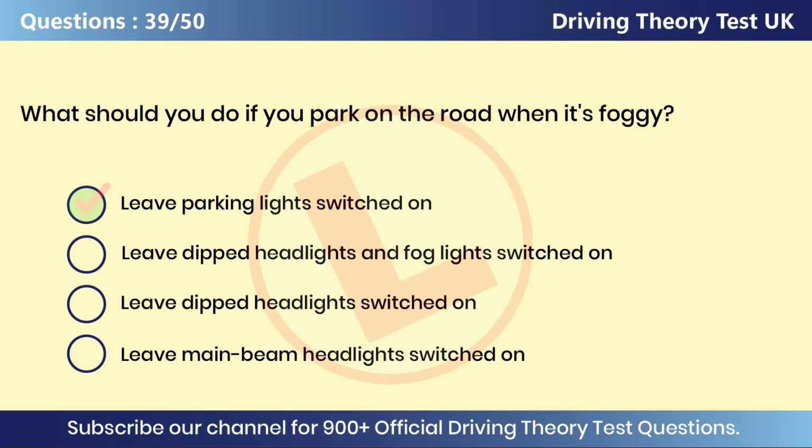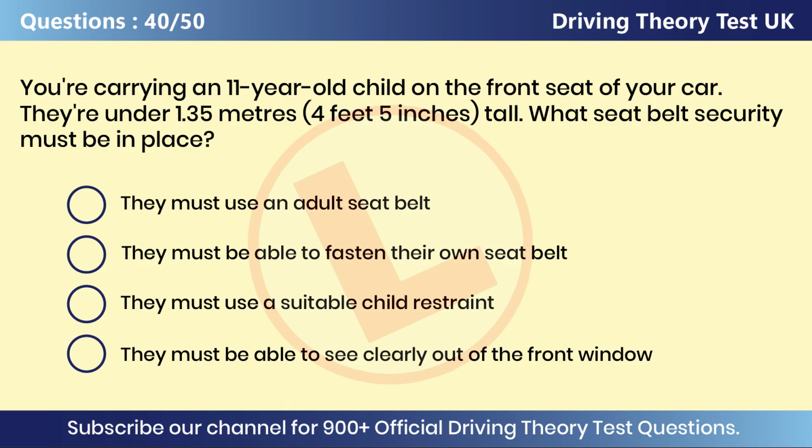A. Leave parking lights switched on. Question 40. You're carrying an 11-year-old child on the front seat of your car. They're under 1.35 meters, 4 feet 5 inches, tall. What seatbelt security must be in place? A. They must use an adult seatbelt. B. They must be able to fasten their own seatbelt. C. They must use a suitable child restraint. D. They must be able to see clearly out of the front window.